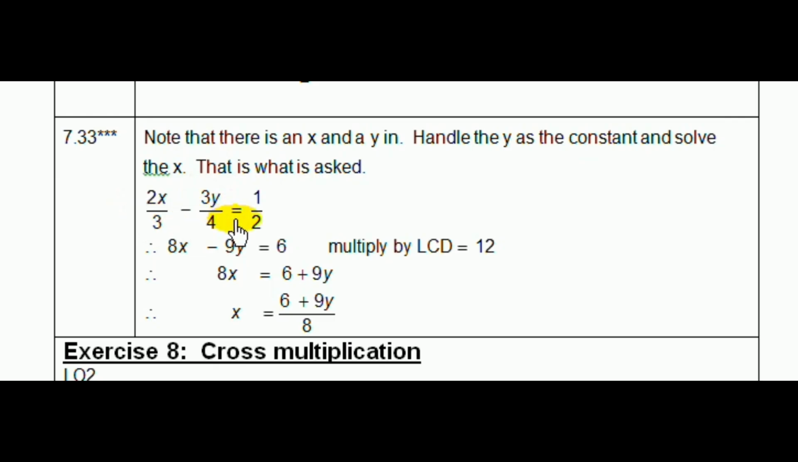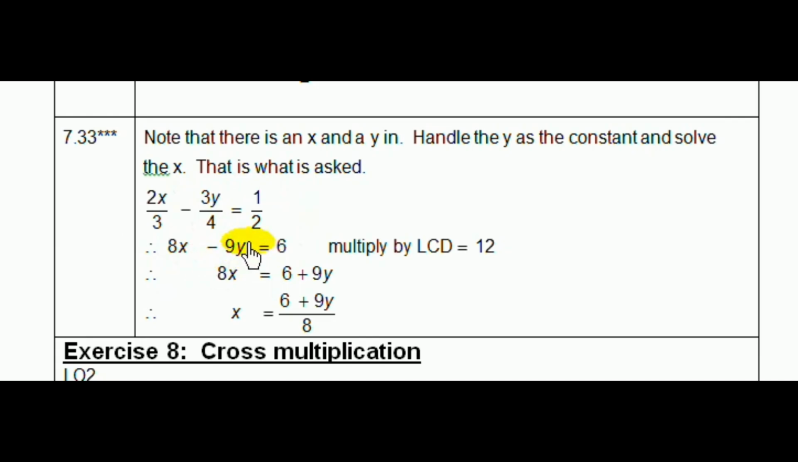There's an equal sign. The LCD is 12. 3, 4 and 2. The LCD is 12. Multiply that one with 12, that one with 12 and that one with 12. Each of them, so the fractions are gone. Now there's the x and there's the y. We don't want the y's together with the x. We want to solve x.